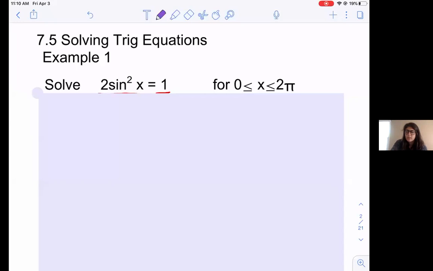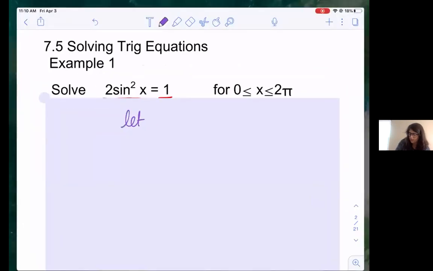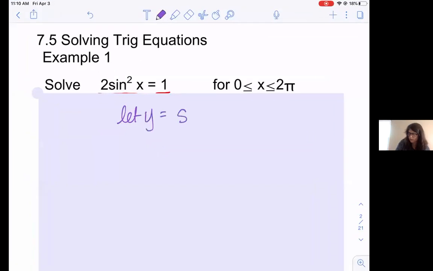the trig functions. So something that I found that really makes things really easy is instead of using sine, cosine, tangent in my equations, I want to substitute that. So I'm going to let y equal sine of x. Okay, so when I do that, I now have 2y squared equals 1. So your first step is to substitute in.